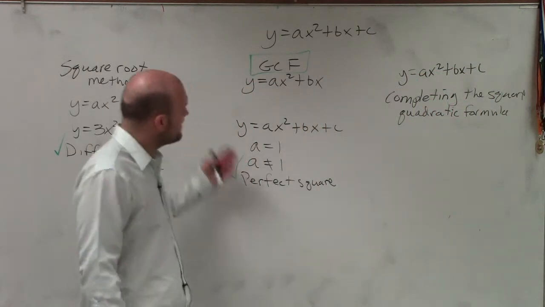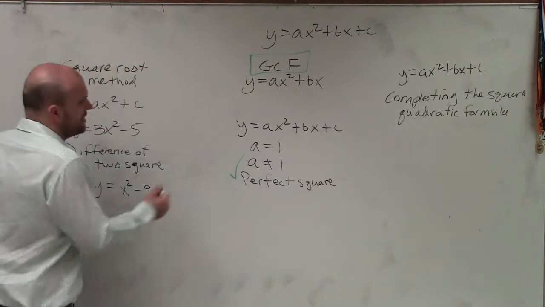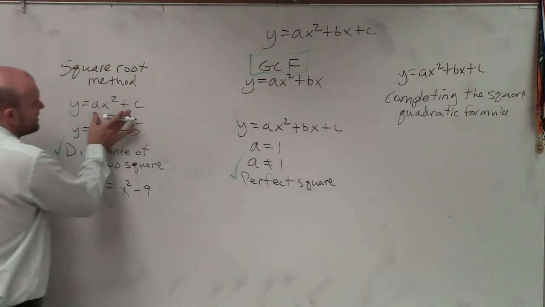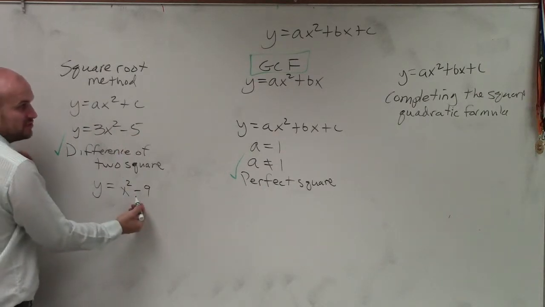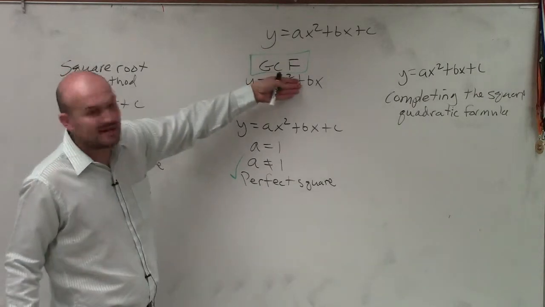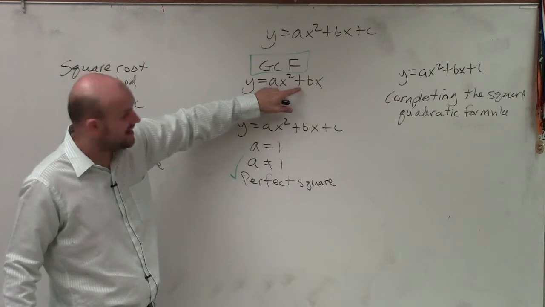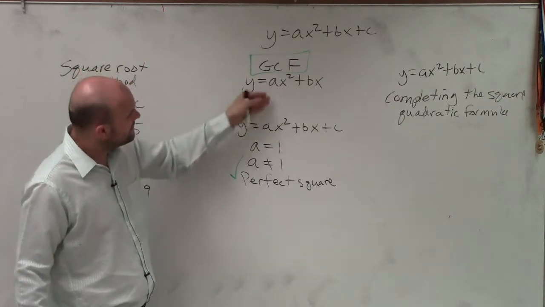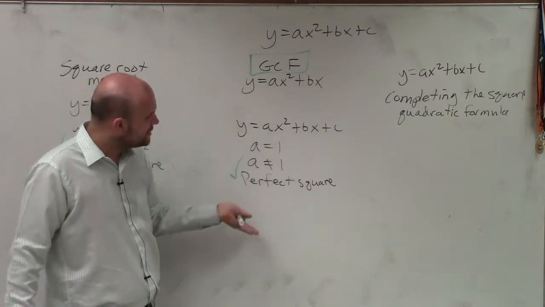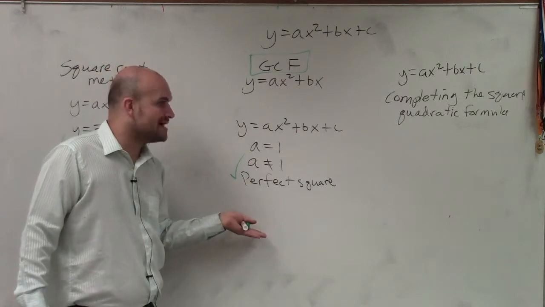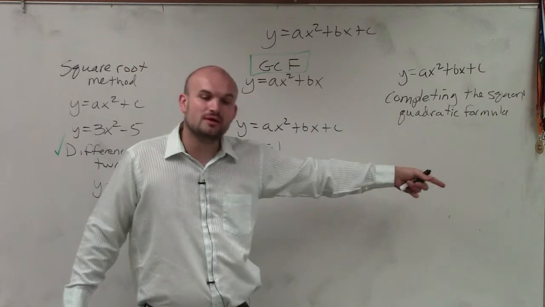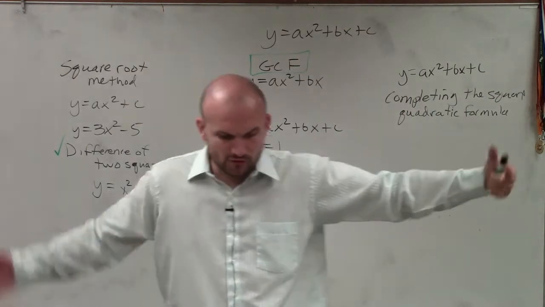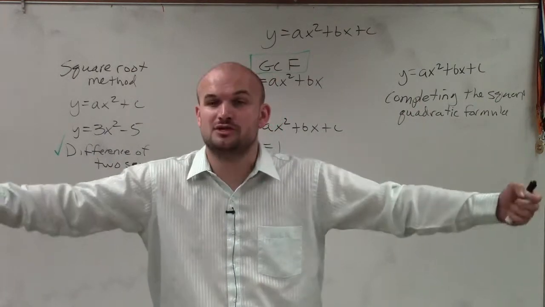But if not, then what we like to do is identify: do we have it in this form? Then can we use the square root method or the difference of two squares? Do we have it in this form where I can use my GCF again? And if it's in this form, can I use one of these processes? And if I cannot, then I'm going to go to my full commitment process where I can factor any sort of trinomial.